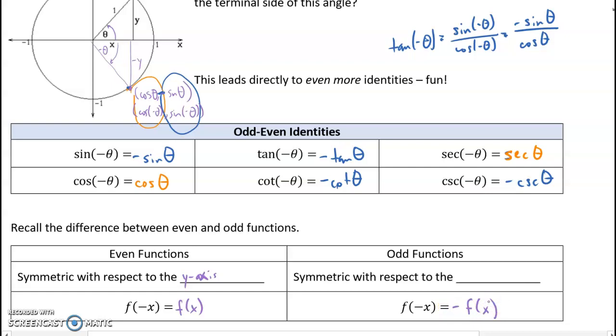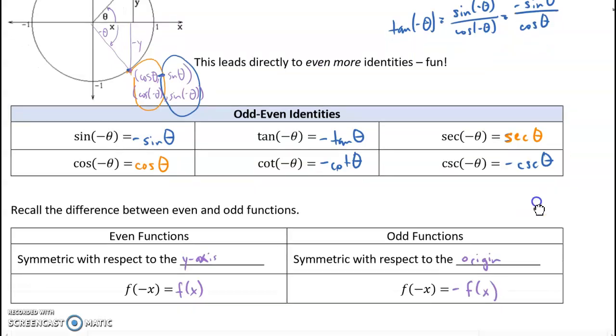So (x, y) goes to (negative x, negative y). This ends up rotating around the origin, so this is symmetric with respect to the origin. And that's what odd functions end up doing. Think about x cubed. That's an odd function because if I cube 4 and if I cube negative 4, I get the same number just with opposite signs. So that's the property of odd functions.